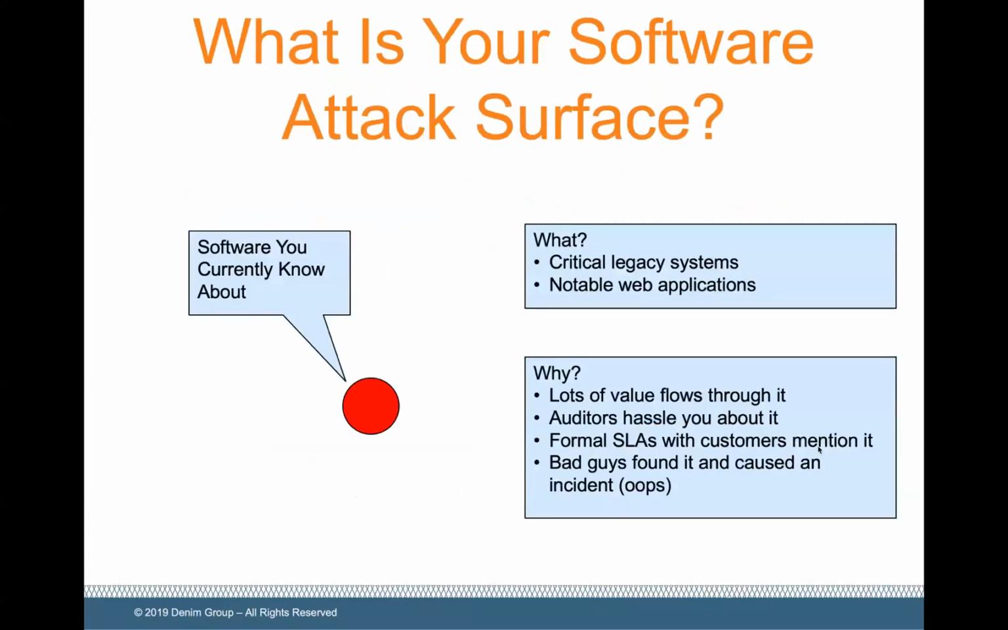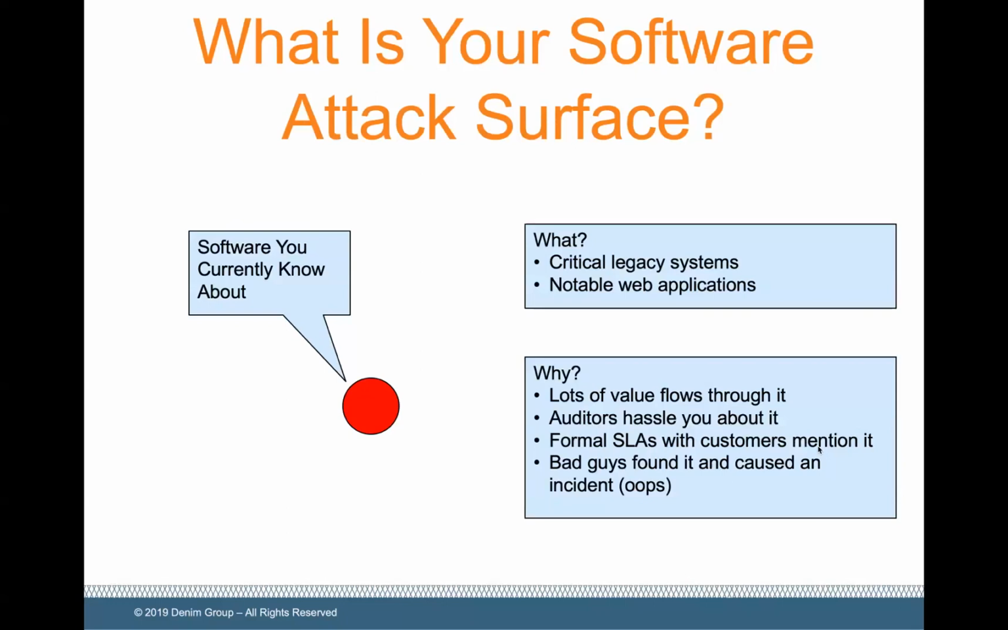So when we go into organizations and have these conversations about what is your attack surface, there's often this kernel of software that people currently know about, or that people are initially thinking of when they think of their software attack surface. What are these? These are the critical legacy systems that everybody knows about, because they're the core systems where a lot of value in the organization is driven through these. And you also probably have some notable web applications. Hey, we've got our website, we've got our customer portal. These are the things that are top of mind when you talk to organizations about what their potential exposure is from an application standpoint.